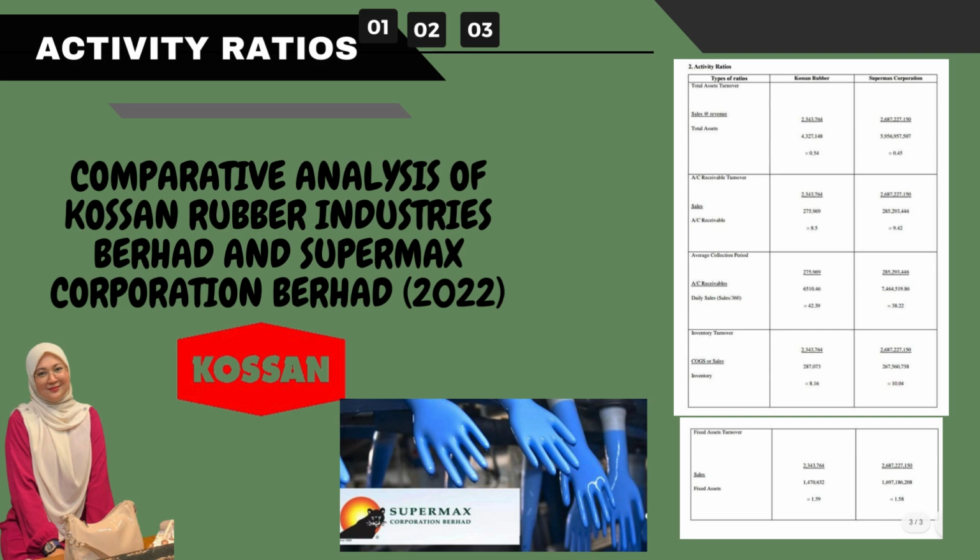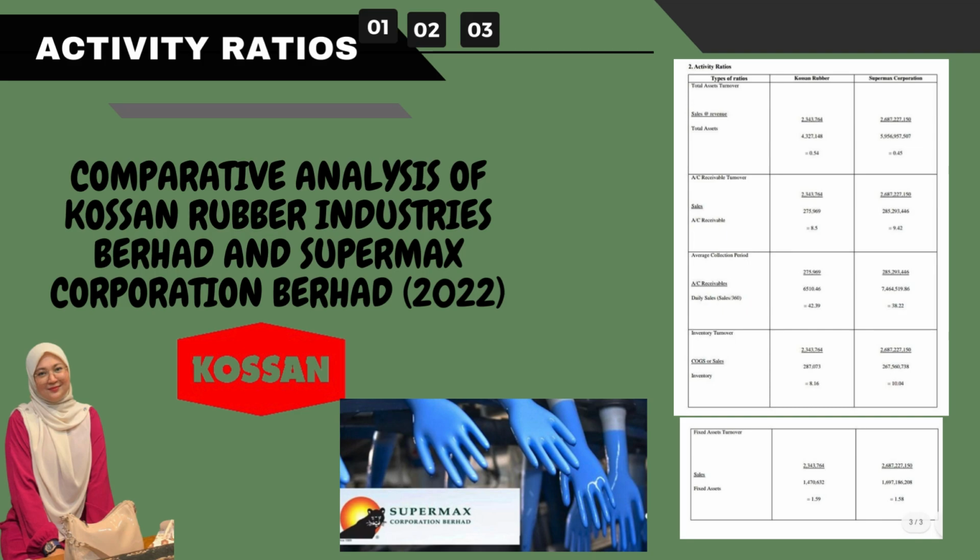Average account receivable turnover. Account receivable turnover is used to demonstrate a company's ability to manage credit sales and convert account receivable to cash. The trend of Supermax Corporation's account receivable turnover has a value of 9.42 compared to Kosan Rubber, which is 8.5. A higher account receivable turnover ratio in 2022 shows that this company is generating sales effectively.